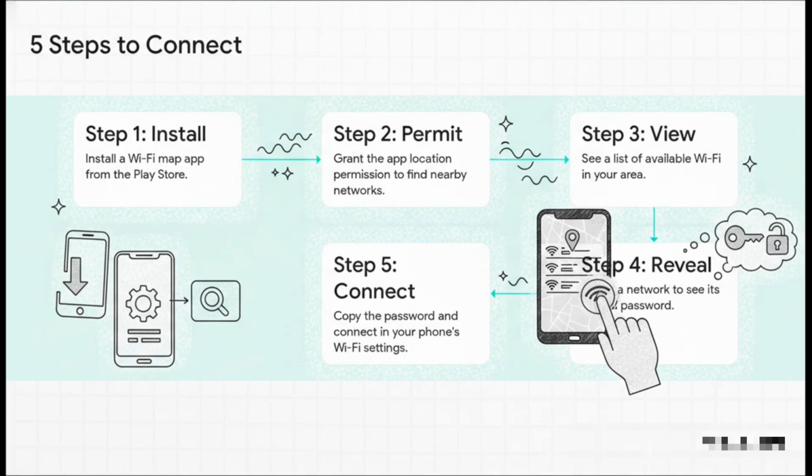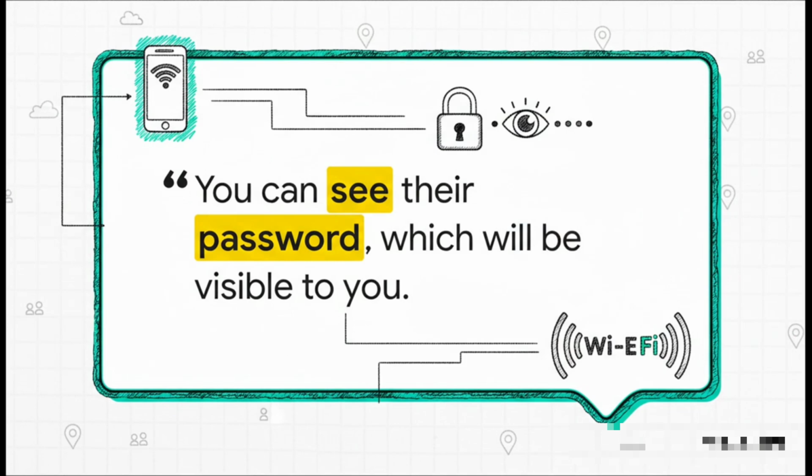All right, so first, you install the app. Simple. Next, you'll have to give it location permission. And this is super important because the app needs to know where you are to find networks near you. Once that's done, it'll show you a map of available Wi-Fi spots. You just tap on one, and that brings us to the magic step, getting the password. And boom, just like that, it's right there on your screen. The app just shows you the password that some other kind user shared for that exact spot.